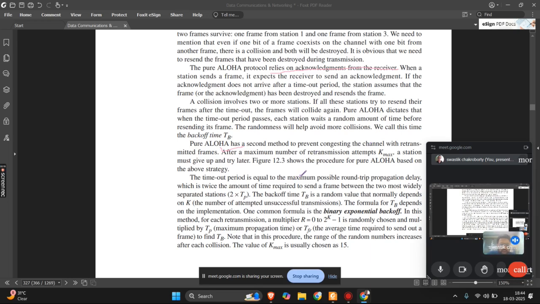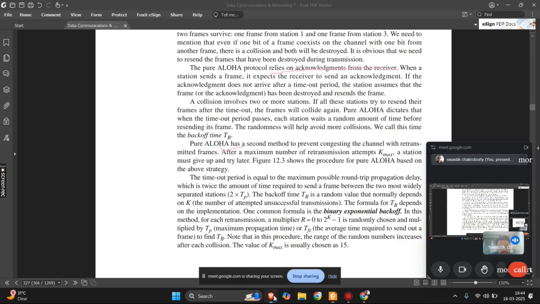Now the timeout. What we were saying is that, instead of just transmitting as many times as it wants, the stations are allotted a maximum number of transmission attempts, and beyond that, it cannot attempt to transmit the same message again. So it has to give up.